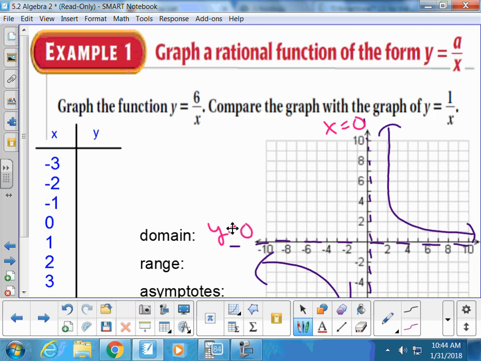So it's -2, -3, -6. Again, why do we have that error? You cannot put a 0 in for x because that would be 6 divided by 0.